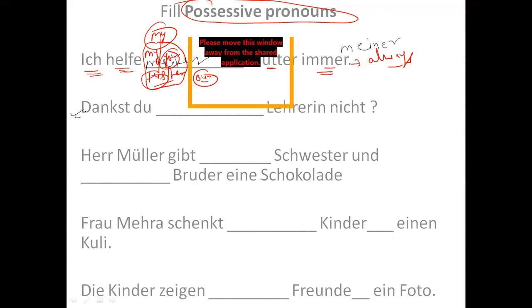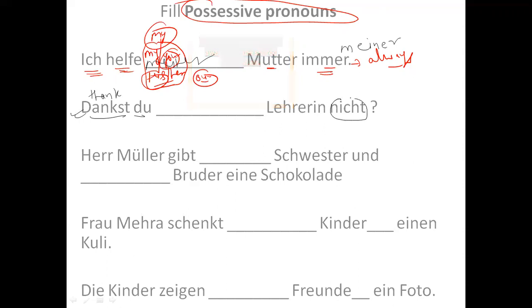Similarly, here it says thanks to. Thanks is thank. These all are dative verbs, right? So I would also suggest you go and revise the topic of dative verbs. Do you thank? Not. Nicht here, nicht. Don't you thank your teacher?